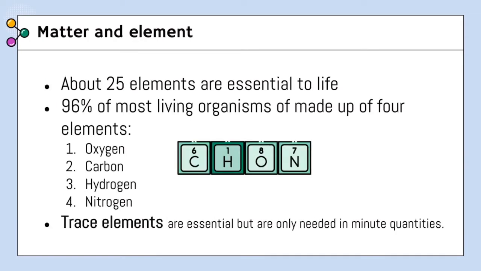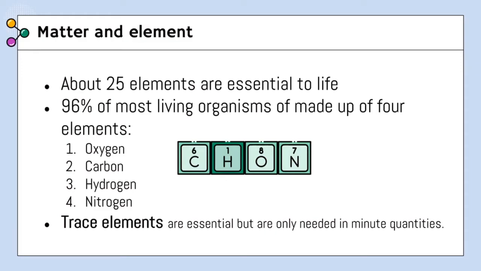There are about 25 elements that are essential to life. Don't worry, we're not going to memorize them all. All you need to remember is these four main elements. Oxygen, carbon, hydrogen, and nitrogen make up 96% of most living organisms. You might not need this, but it's kinda easier for me to remember by CHON.